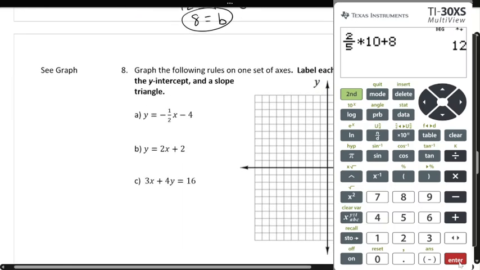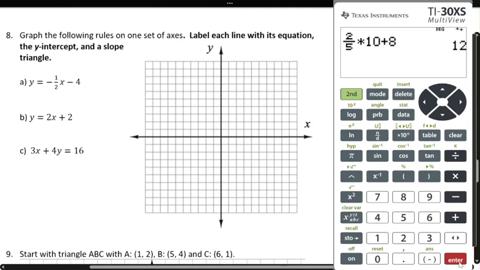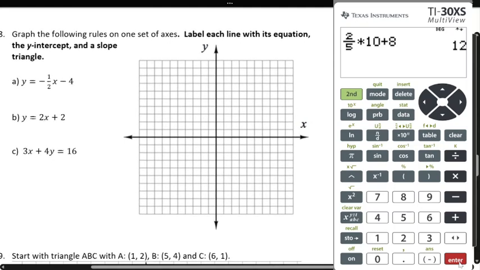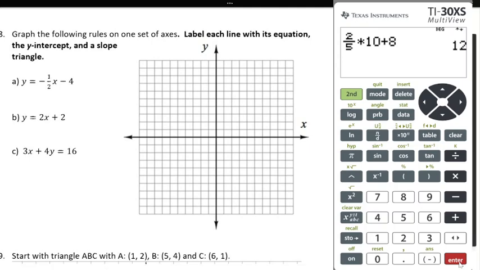All right, next. It says graph the following rules on one set of axes. I don't know if I spelled that right, axes. I think that's wrong. Label each line with its equation, the y-intercept, and a slope triangle, any slope triangle.